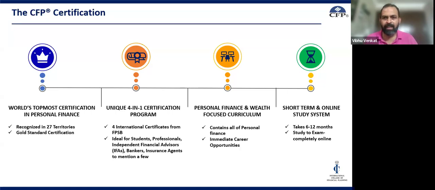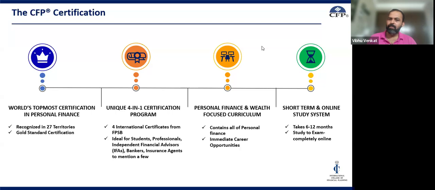Okay, so CFP, as this slide says, is one of the topmost programs. It is recognized across about 27 different territories or countries, and it has a unique 4-in-1 certification. It is talking about risk, it is talking about your retirement, it is talking about your tax planning, it is talking about your investment strategy, it is talking about your estate planning, which is how you give your money to the next generation. It encompasses all the different skills that are required for a wealth advisor. It has all of it.